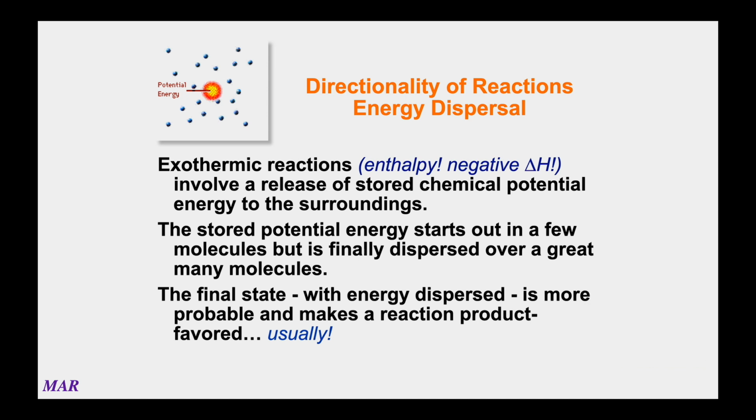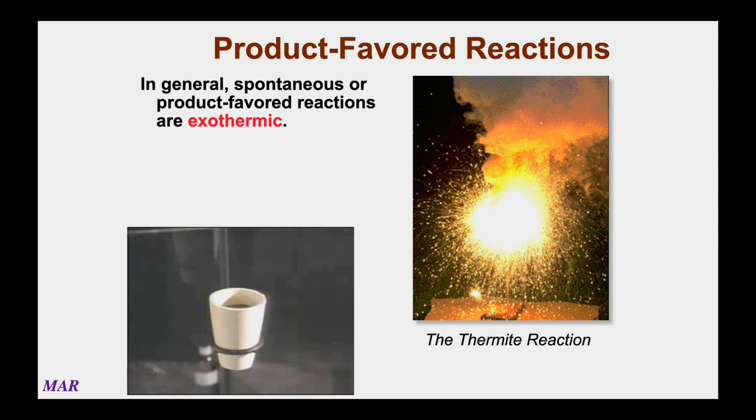But notice there it says usually. Energy dispersal is a big part. But remember, there's also matter dispersal. So there must be something else happening besides enthalpy. This reaction, which I'm just going to show real fast for effect basically, is called the thermite reaction. It's a very exothermic reaction. It's very spontaneous. You do have to kind of activate it. You have to get over that energy of activation barrier. But boy, once it goes, thermite is really powerful.